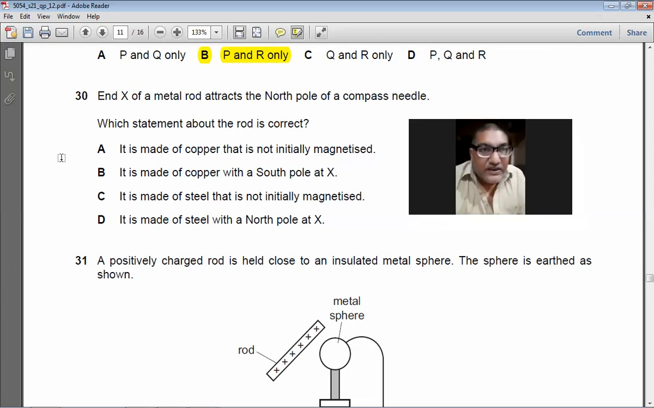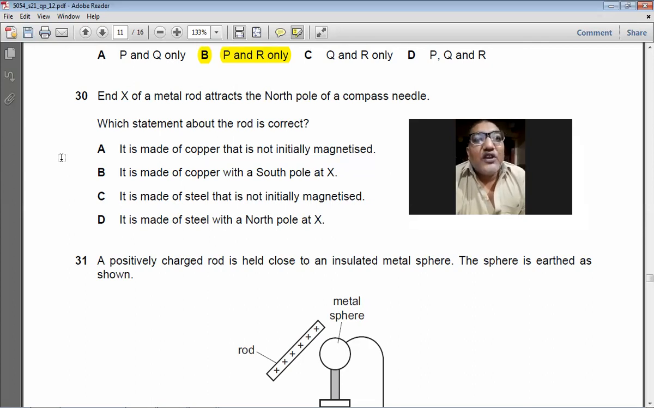If you look carefully, let's pay more attention. It is made of copper that is not initially magnetized. That is totally wrong, so it's out of question. It is made of copper with the south pole at X. The problem with the copper rod is that it cannot be a magnet. So that is also kind of rejected.